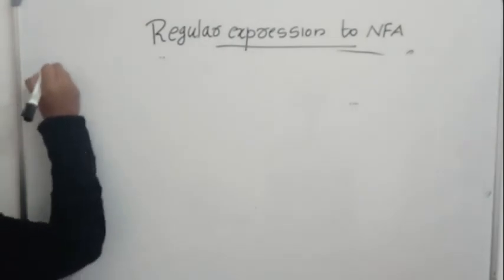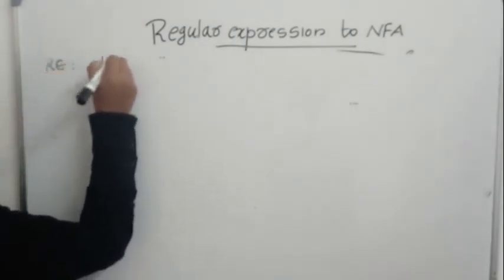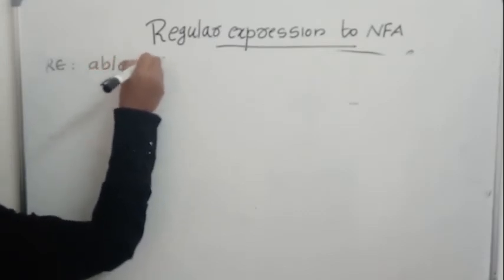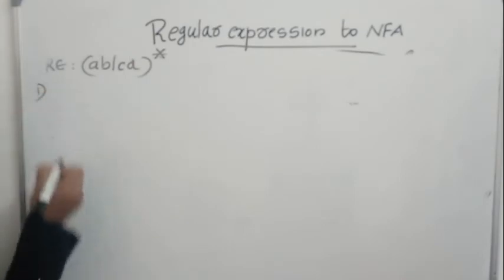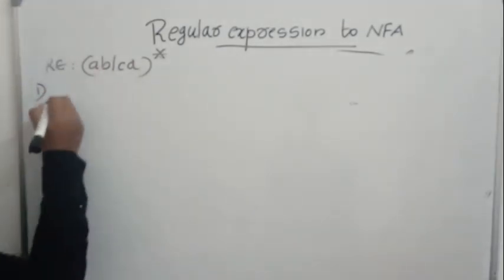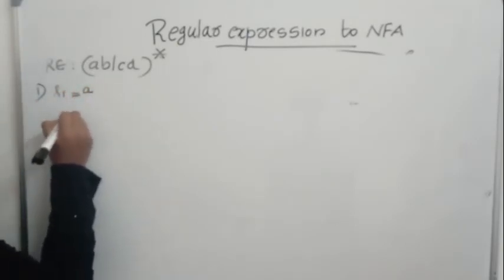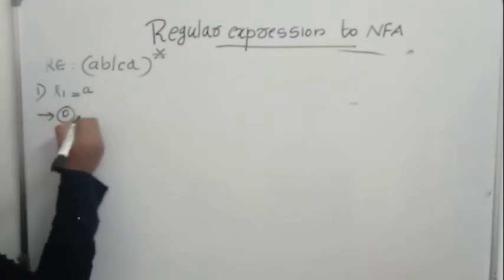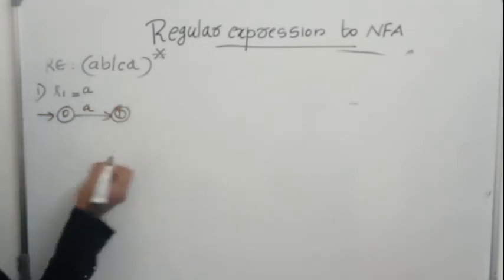We will draw the NFA for the regular expression (AB | CD)*. The first thing is you have to draw the NFA for A, B, C and D. So for R1, I am taking A. The NFA has a new start state 0, then upon A it goes to the final state 1.